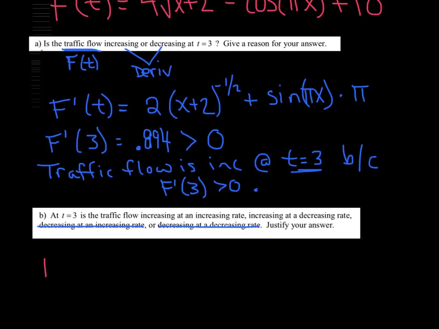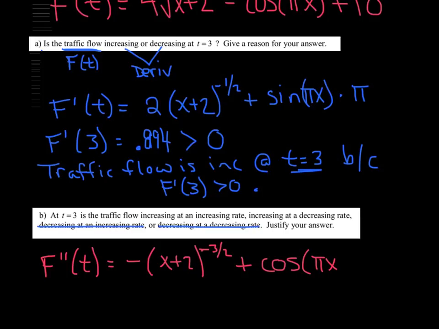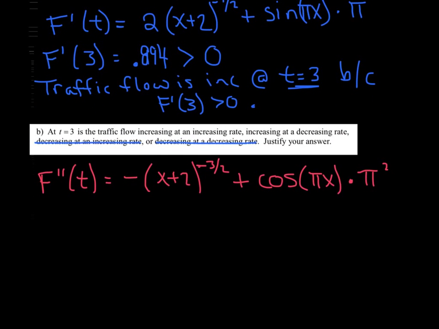And the next derivative, f double prime of t, I'm going to go through some more chain rule. Negative 1 x plus 2 raised to the negative 3 halves. Alright, and then we're going to say that's positive cosine of pi x times another pi, so now I've got pi squared as my coefficient. And now I'm just going to evaluate this second derivative at t equals 3. We'll plug it into the calculator one more time.